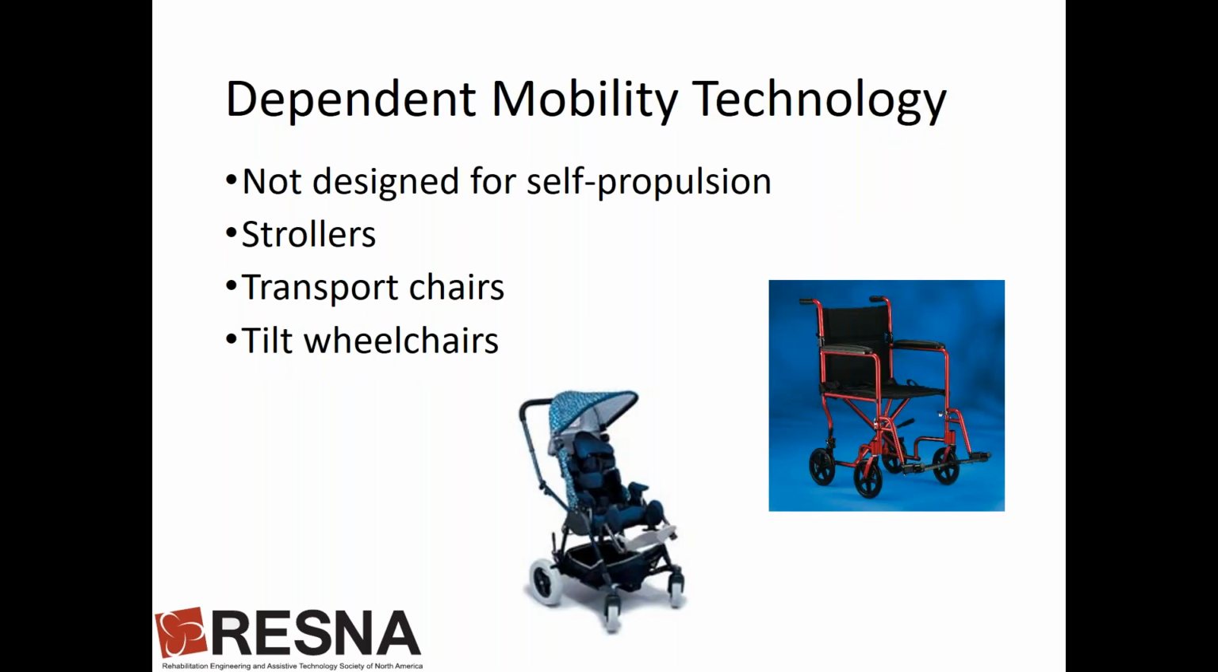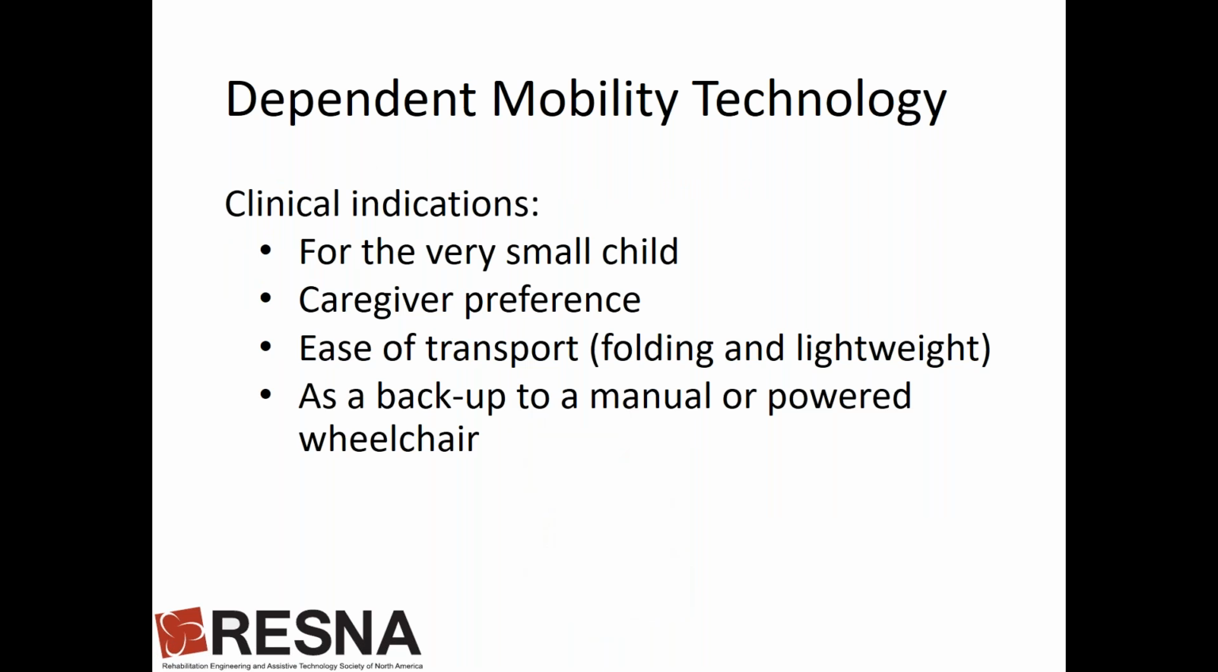Dependent mobility systems are not designed for self-propulsion. With kids, they could be strollers. With adults, they can be a transport chair, but they also can be a tilt and space chair that has a lot of seating embedded in it. Dependent mobility systems are often found for clinical indications like a small child. It may be a caregiver's preference. It may be an ease of transport, and maybe it's a backup to a manual or power chair.